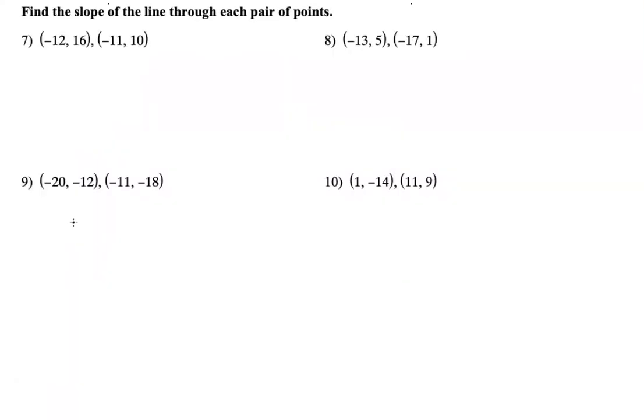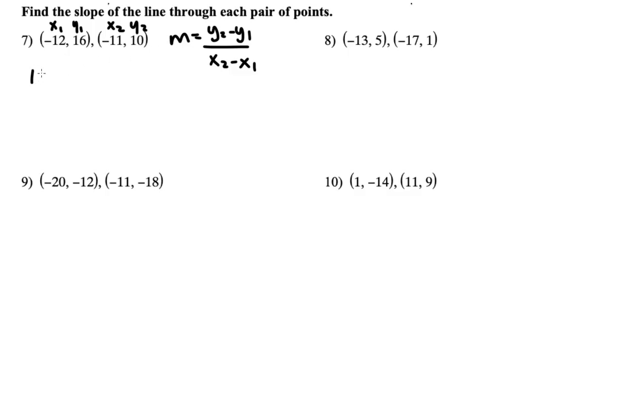So for the last 4 problems, for every one of these, we're going to use the same formula, rise over run, but we're going to use our numbers, right? We've got that m equals y2 minus y1 over x2 minus x1. We're going to use that every time. And I'm going to call this x1, y1 and x2, y2.